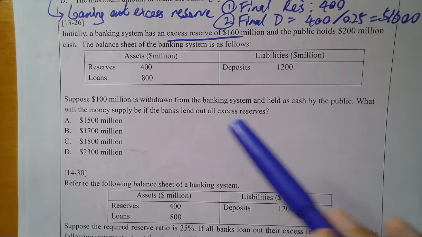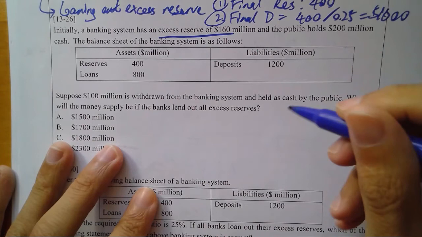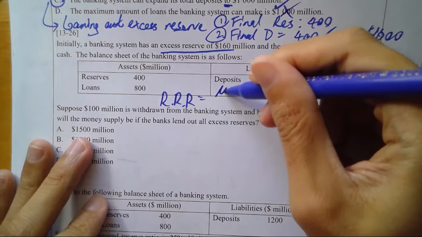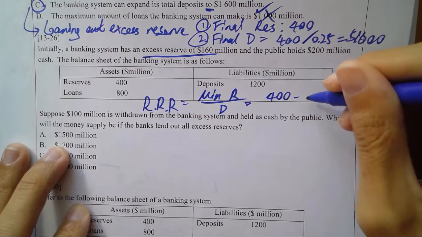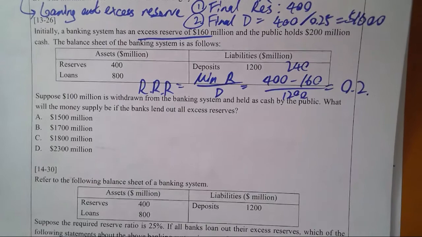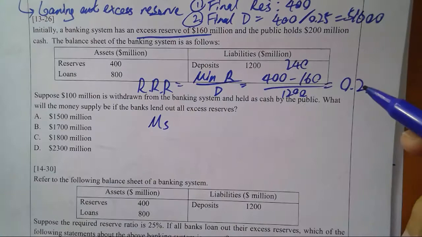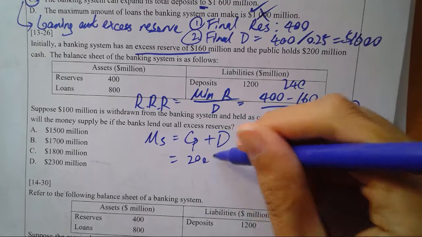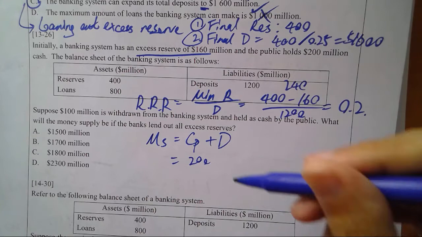Okay, 那記住啦。First of all, let's work out the required reserve ratio first. 係嘛？第一件事先。R would be minimum reserve divided by deposit. Minimum reserve 400 minus 160, 240, over 1200. Okay, 呢個係240係咪？又係啦。0.2, 20%. Now remember, money supply, CP plus deposit. Now let's calculate CP first. CP used to be 200, but now they withdraw and hold as cash. Therefore, plus 100. This is the new CP.